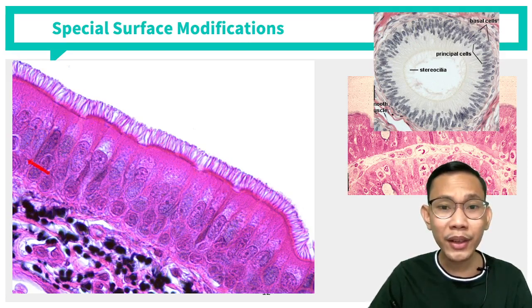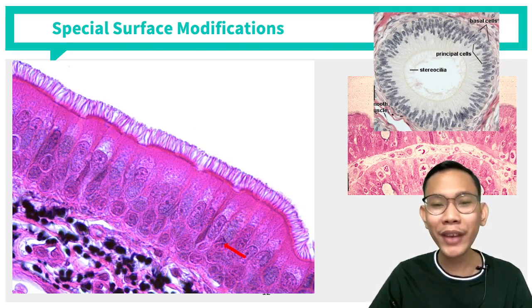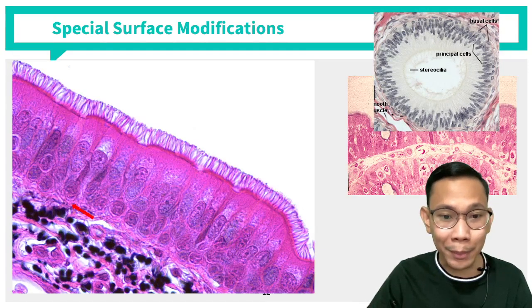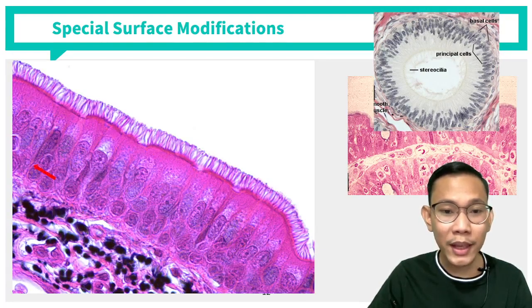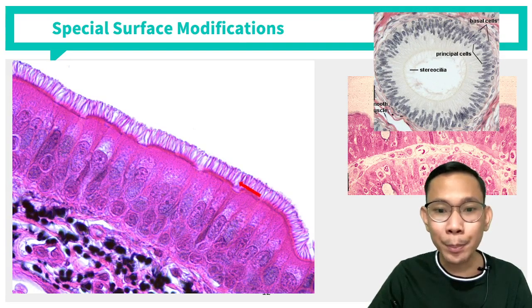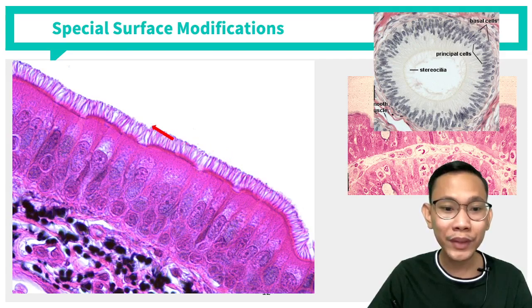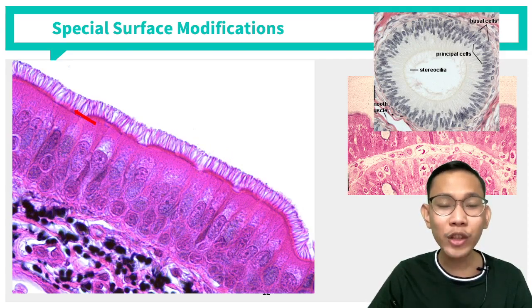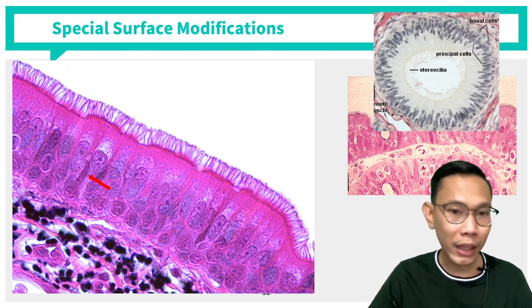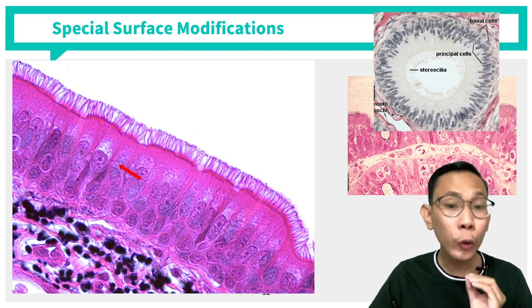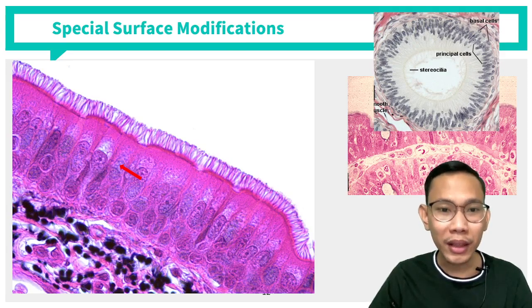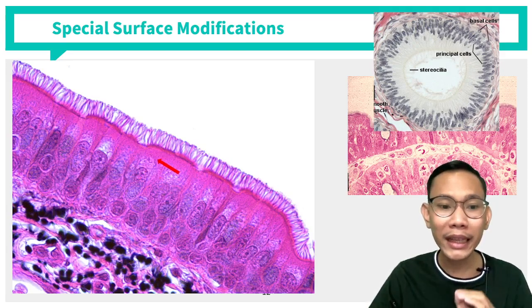Therefore, this is pseudostratified. Very good. So this is now your basement membrane. These are now your cells. And these are now your specialized surface modification, your cilia. Actually, if we label this correctly, this is now your pseudostratified ciliated columnar epithelia, or your pseudostratified columnar ciliated epithelium. So that's how you correctly identify this one.